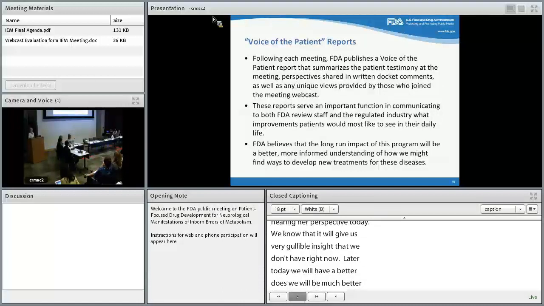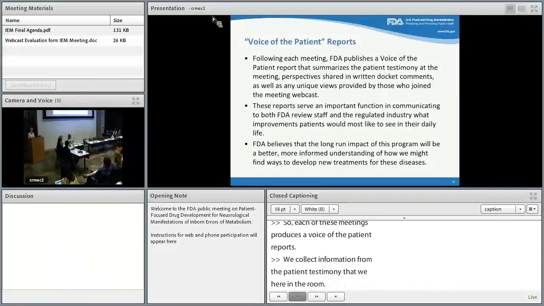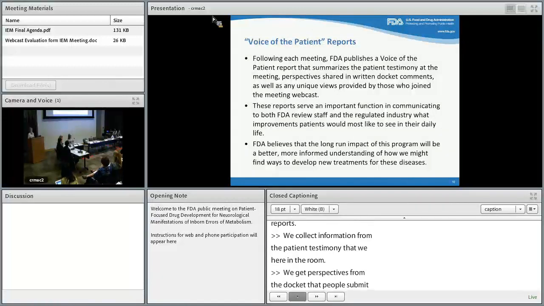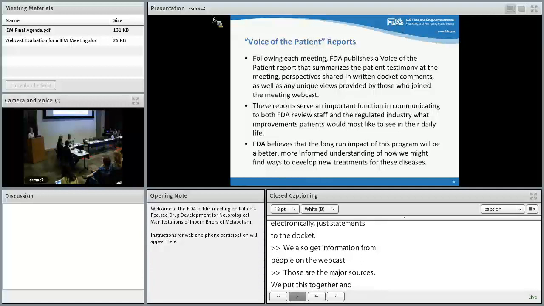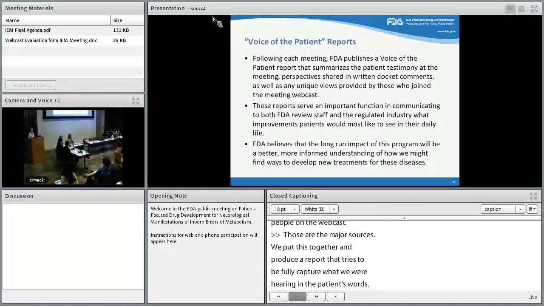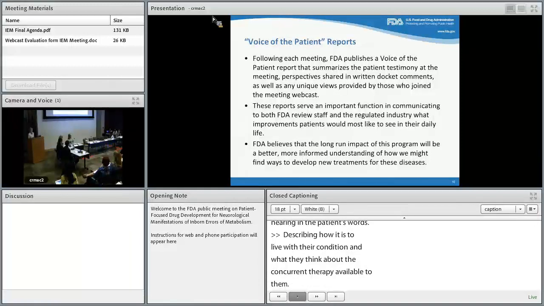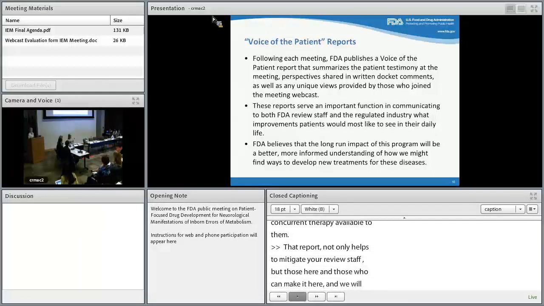And so each of these meetings produces a voice of the patient report, and we collect the information from the patient testimony that we hear in the room. We get perspectives from the docket that people submit electronically, just statements to the docket. We also will get information from people on the webcast, and those are our three major sources. We pull this together and produce a report that tries to faithfully capture what we are hearing in the patient's words, describing how it is to live with their condition and what they think about the current therapies available to them. That report not only helps to communicate to our review staff, both those who are here, those who can't make it here, and we'll be able to use that as a resource.